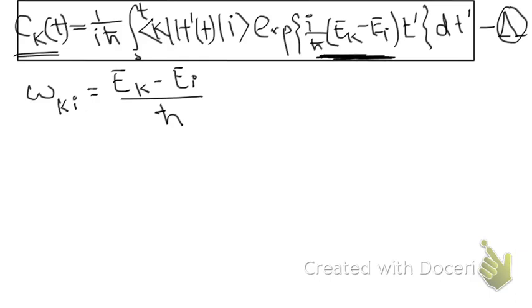So yeah, like I said previously, once again, this is the Fourier coefficient in the frequency space of my perturbation h1 of t, at this Bohr frequency. Bohr's frequency.